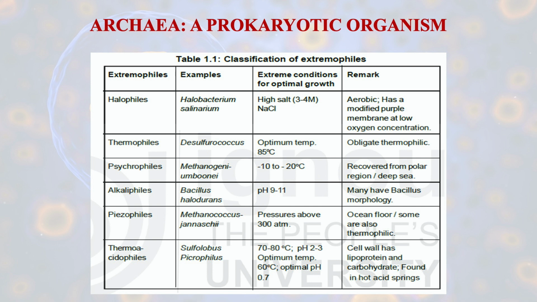Alkaliphiles survive at alkaline pH 9 to 11, and piezophiles can survive under high atmospheric pressure of about 300 atmospheres, and thermoacidophiles can survive at high temperature as well as very low pH, 2 to 3. It means they can survive in an acidic medium. So these are the extremophile classifications.